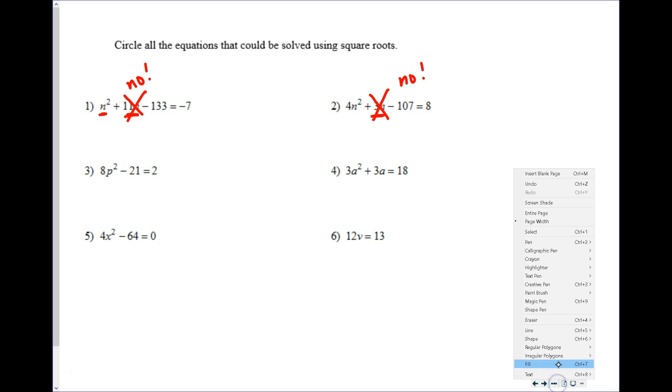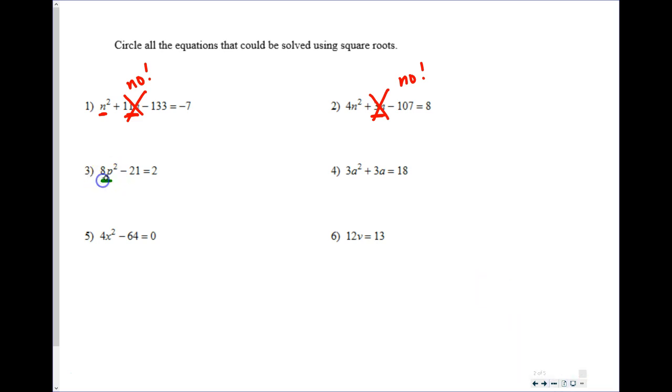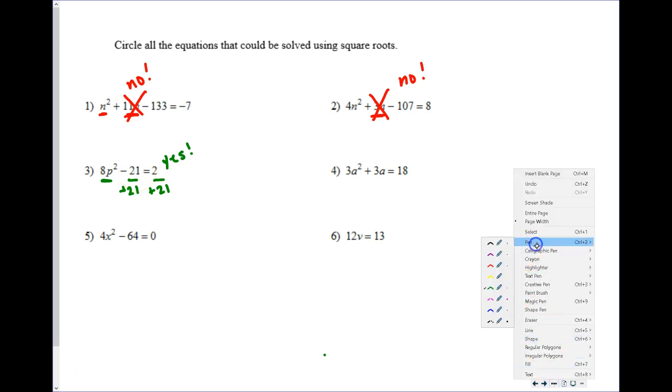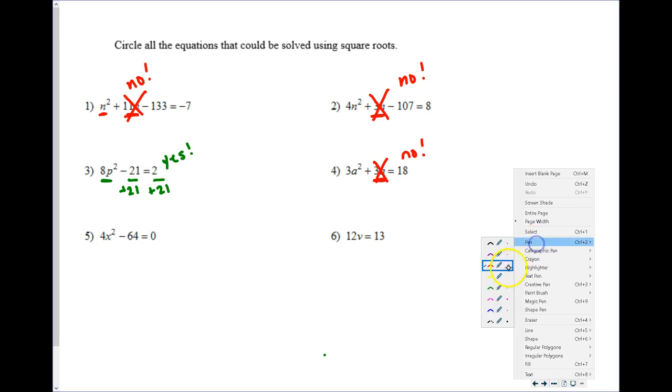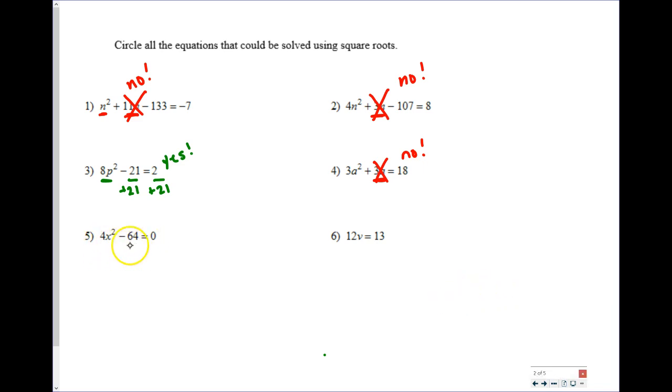Number 3, I see a p squared, and I just see two numbers. Without the x term or the p term, this can be solved using square roots, right? I can add the 21 over, etc., and I can keep going. So this can be solved using square roots. Number 4, I'm looking for that single term with the variable, and it's right there, so this can't work. I can't solve using square roots. Number 5, I'm looking for an x term or a variable that's by itself that's not squared. I don't see one, so we can solve this equation using square roots.